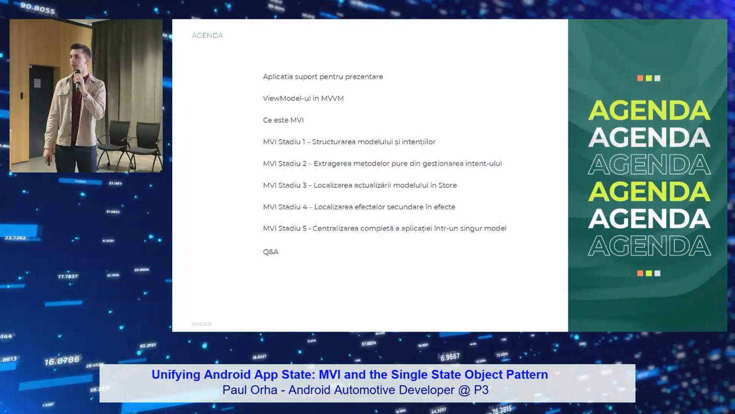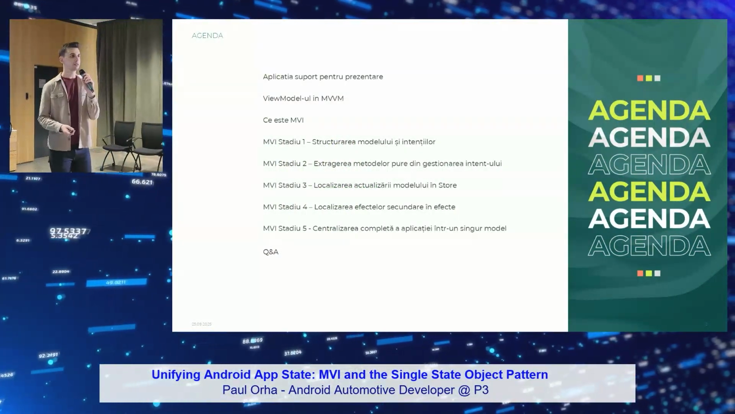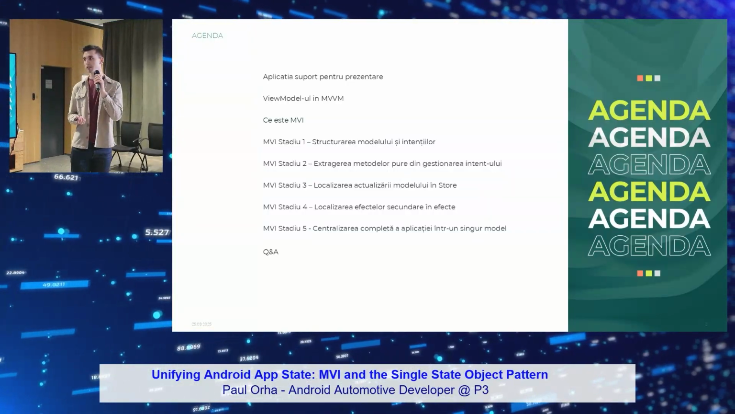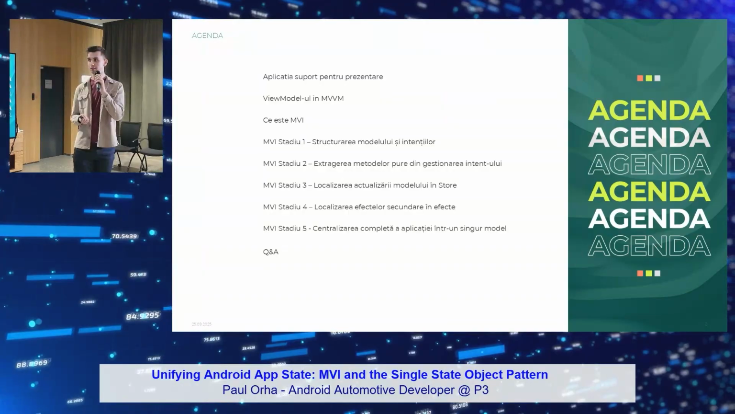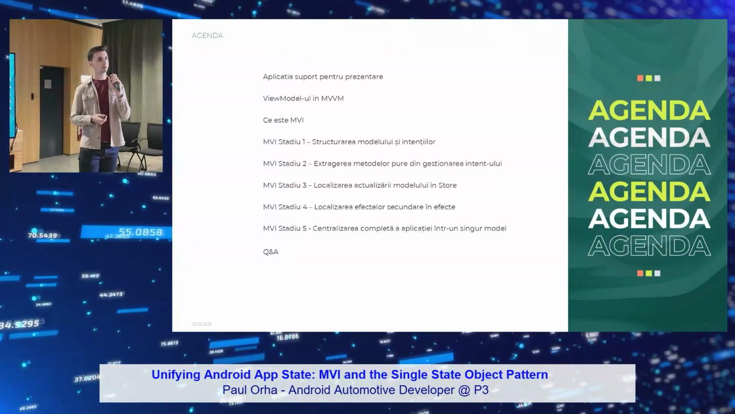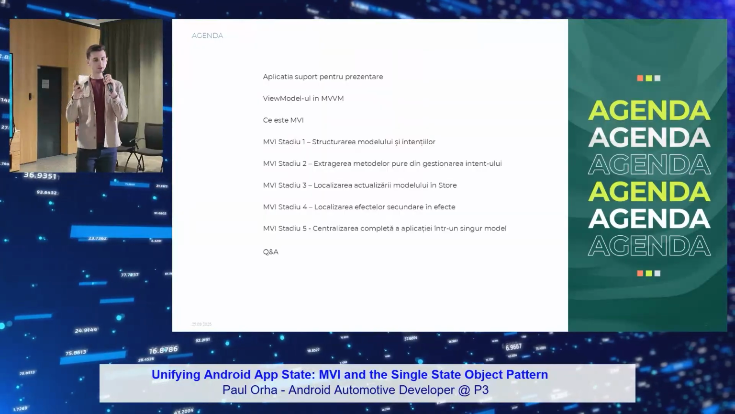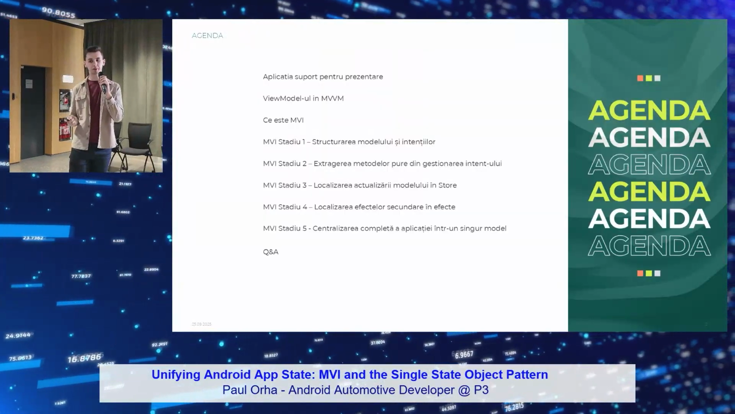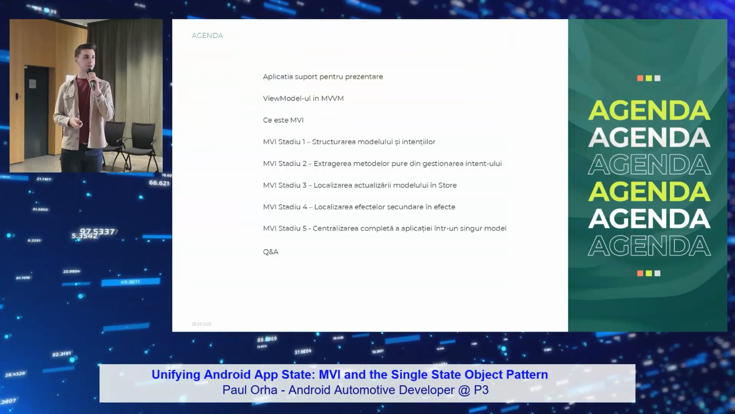So for the agenda for today, I will go into describing a support application for this presentation. Then I will discuss what MVVM is and the ViewModel in the context of MVVM. And then I will discuss the main architecture I want to describe, which is MVI. And then some different stages of how you can reach a good MVI architecture. And lastly, we'll do the Q&A session.